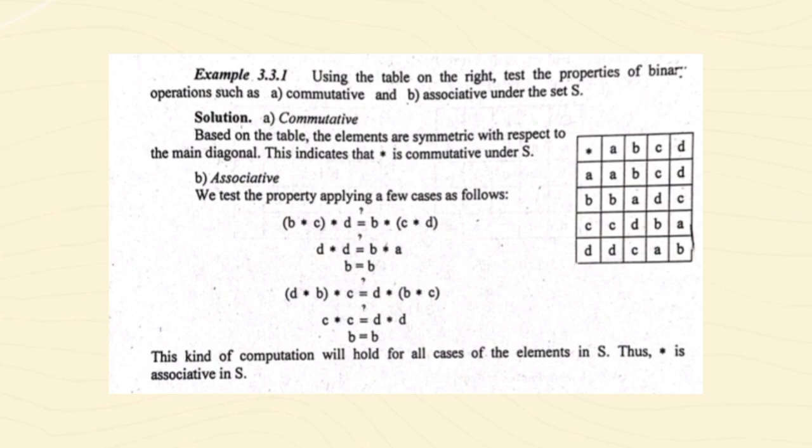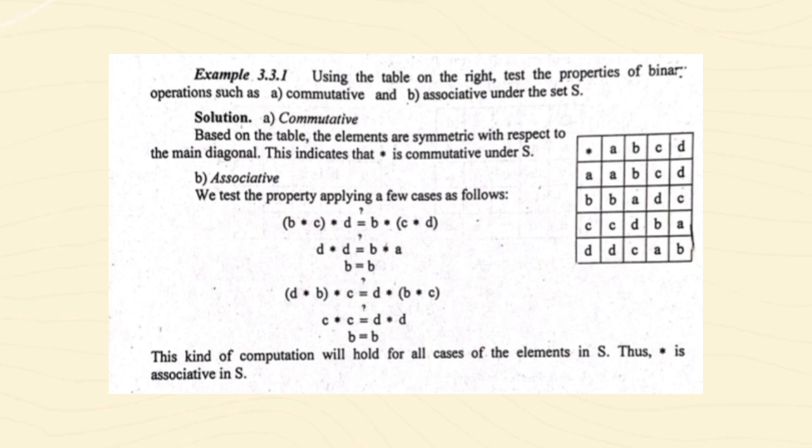A. Commutative, B. Associative under the set S. Solution: first, commutative. Based on the table, the elements are symmetric with respect to the main diagonal. This indicates that star is commutative under S. B. Associative. We test the property by applying a few cases as follows.